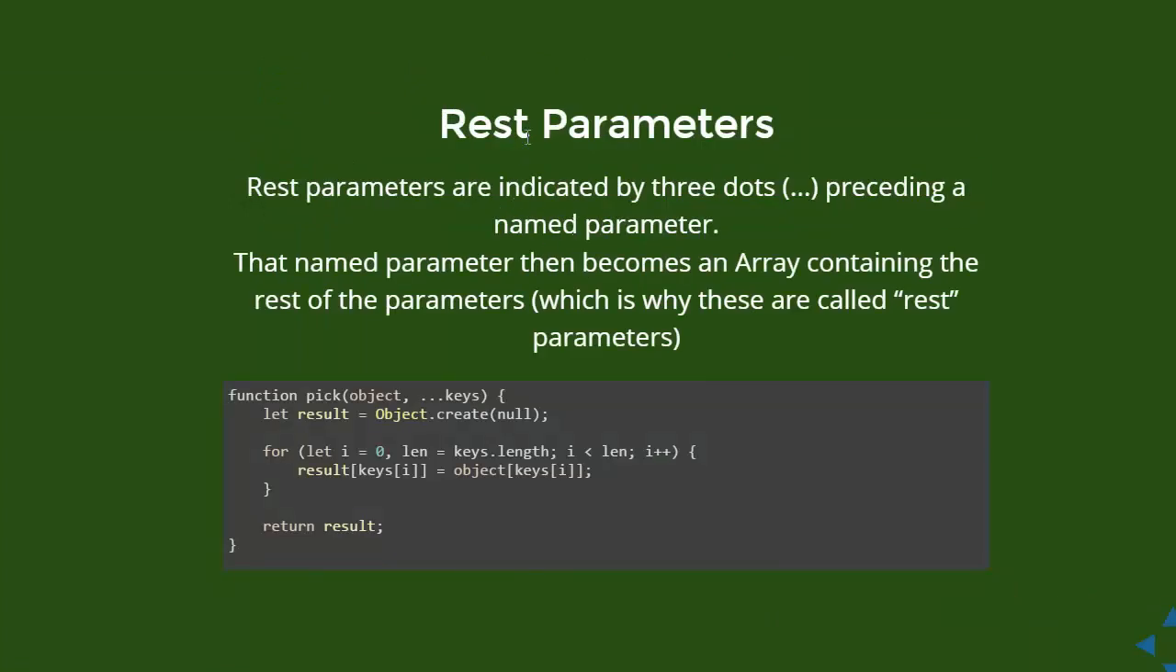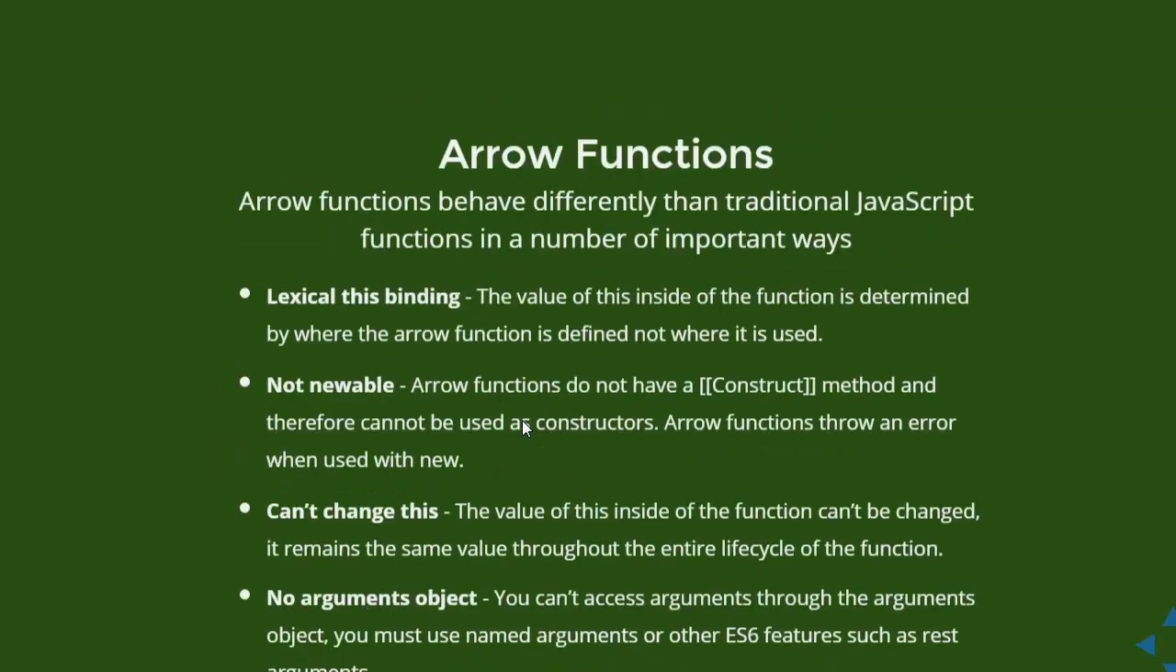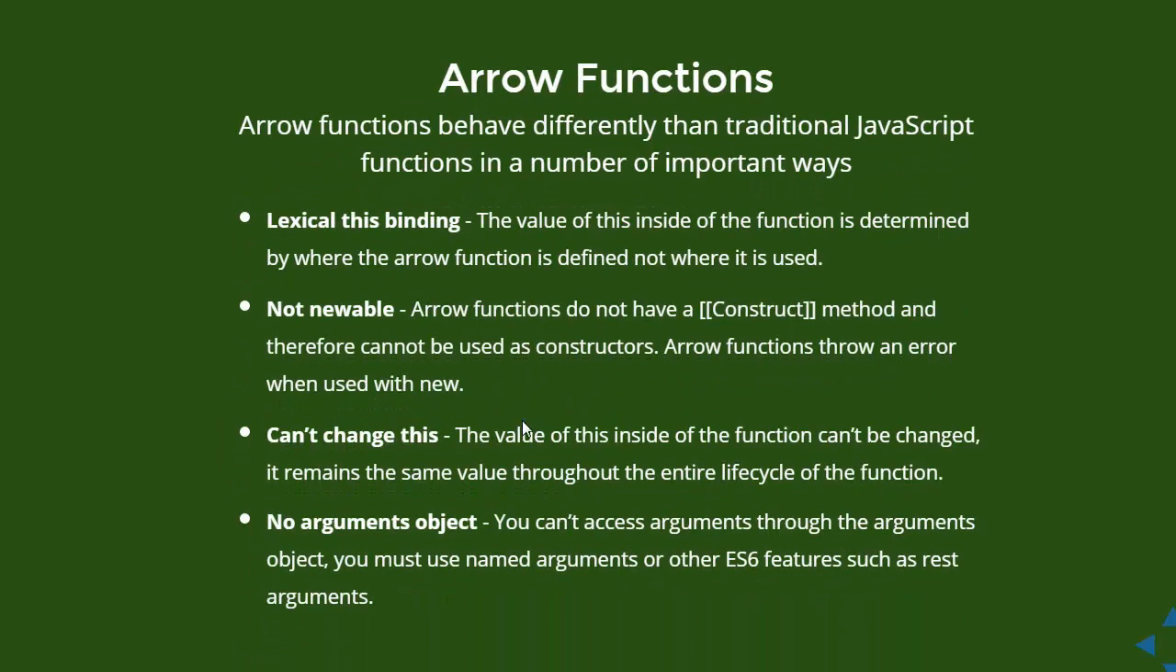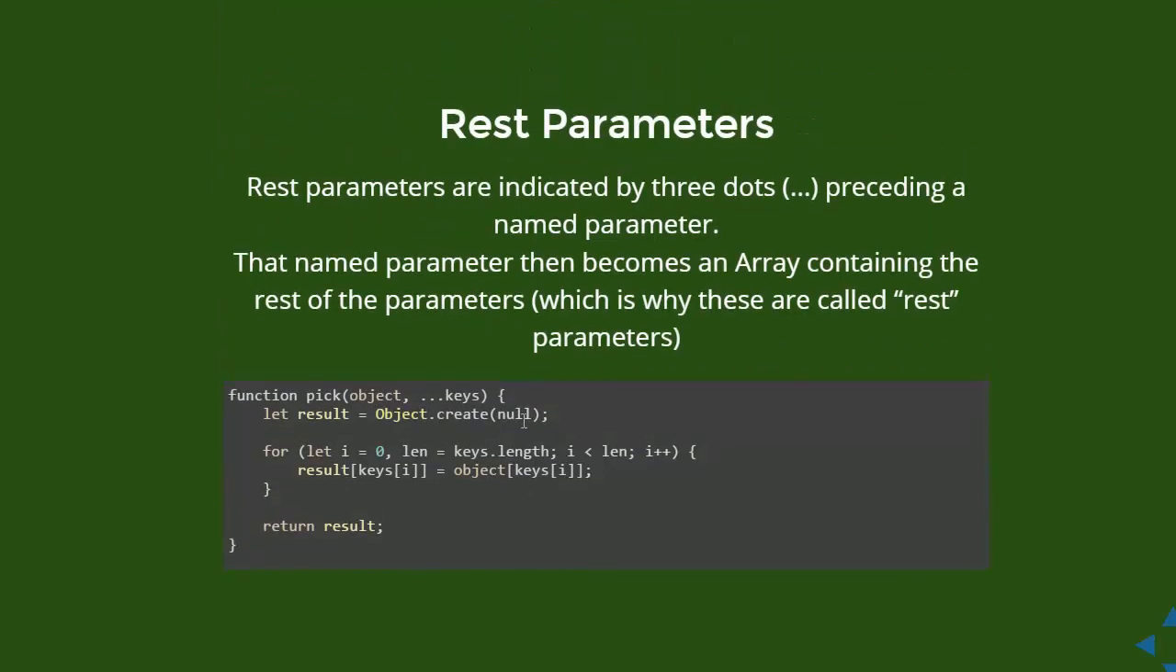Rest parameters are indicated by three dots preceding the parameter name. The named parameter then becomes an array containing the rest of the arguments you pass. This is an example of a rest parameter: keys is assigned some array, then we run a loop on keys.length and get the values out of it. Similarly, we have a spread operator, which we use while calling the function with the triple dot operator and the named argument. Then we talked about the arrow function, which we have already covered. So spread operator and rest parameter are an important aspect, and we will be using them a lot in React and Angular 2.2 applications.